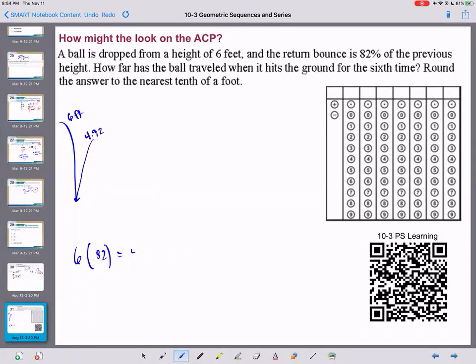It says it has a return bounce at 82% of the previous height. How far does the ball travel when it hits the ground for the 6th time? Okay, this problem's a little tricky because it doesn't just go up 4.92. It's going to turn and go down another 4.92. And then after it hits, it'll bounce up 82%. That's 3 bounces, 4 bounces, 5 bounces, and 6 bounces.